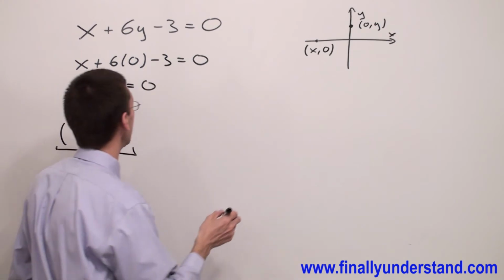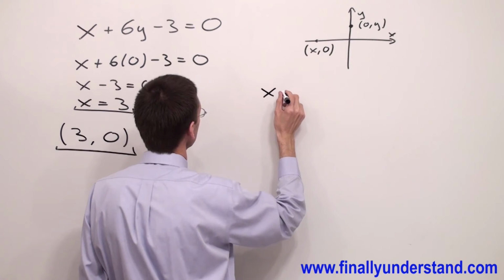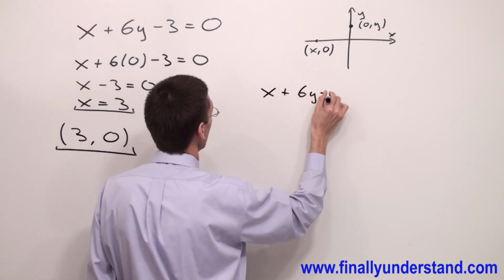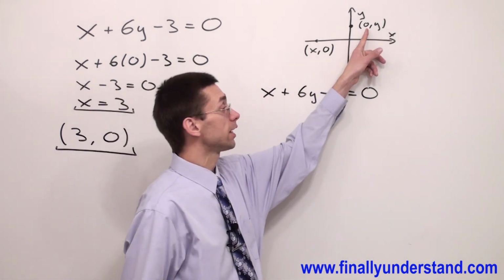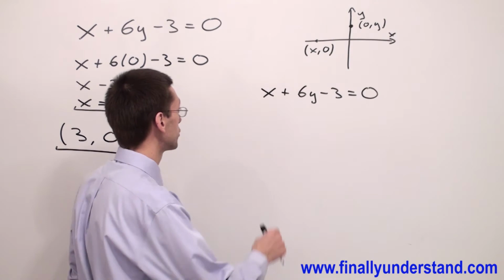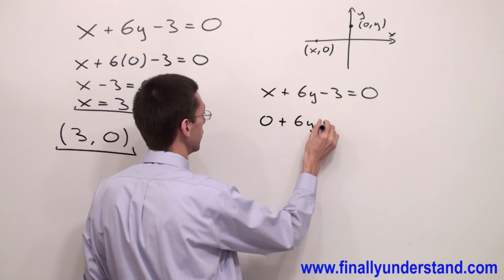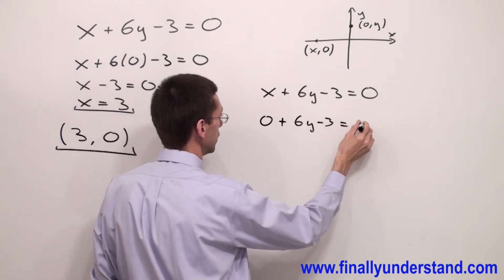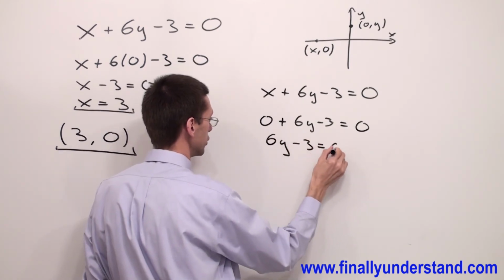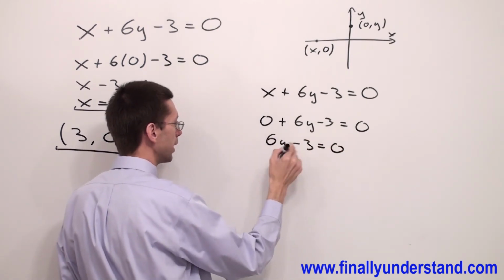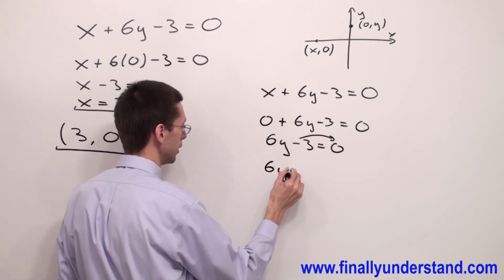Next, if you want to find y-intercept, we have again general equation plus 6y minus 3 is equal 0. For y-intercept, x is equal 0. So I'm going to substitute this x by 0. So I have 0 plus 6y minus 3 is equal 0. So I have 6y minus 3 is equal 0. In order to find y, I have to move negative 3 to right side of the equal sign. I'm going to have 6y is equal 3.